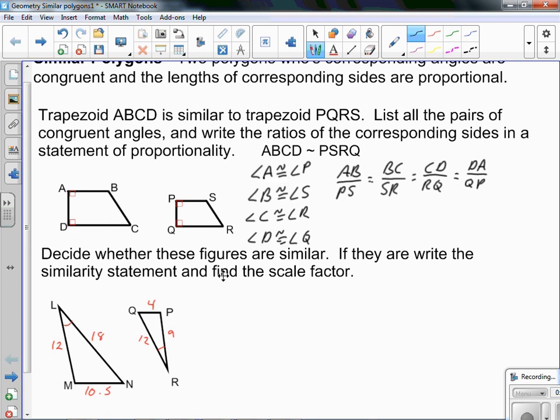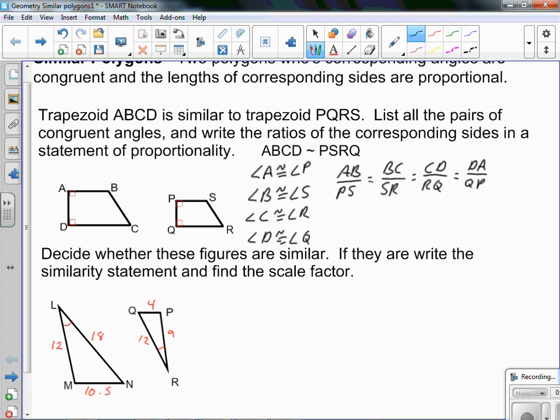All right, so here we want to decide whether these figures are similar. If they are, we're going to write the similarity statement and find the scale factor. And your notes don't say find the scale factor. I added that in after I printed them. So first thing I want to do is start checking those ratios.